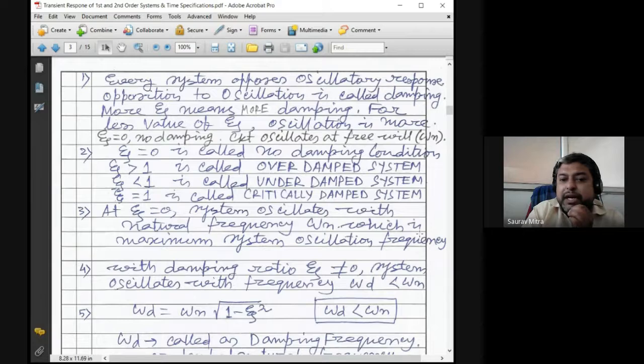This is the third case, called the underdamped system. As zeta is increasing, zeta is equal to 1. Whatever is written in the fourth, zeta is equal to 1, is called the critical damping case.